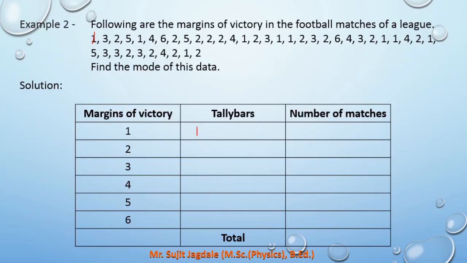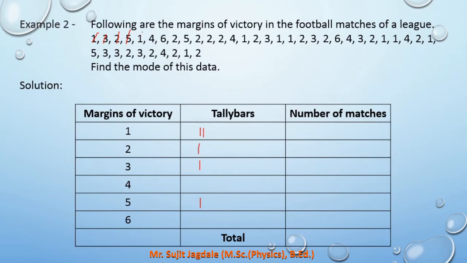What you have to do is, with the help of a pencil, cross the number or cross the observation, so the mistake will not happen. Okay, so the next observation is 3, so you put a tally mark in front of 3. Then the next is 2, so we put it in front of 2. Then next is 5, so it will go in front of 5. Okay, next is 1, so it will go in front of 1.